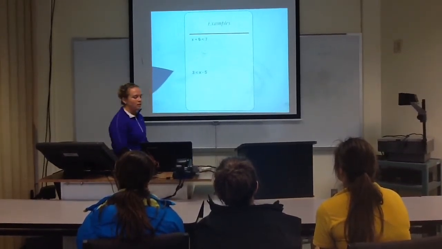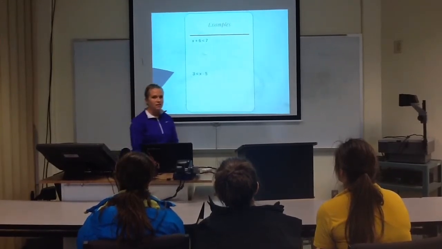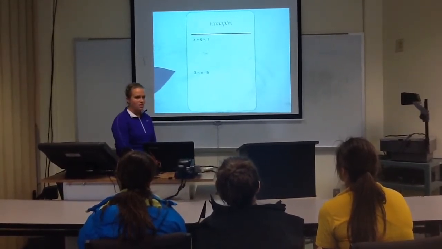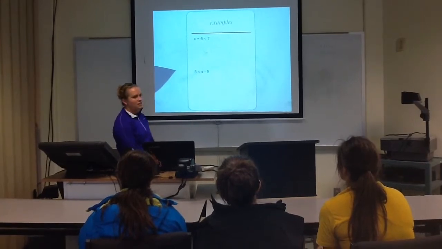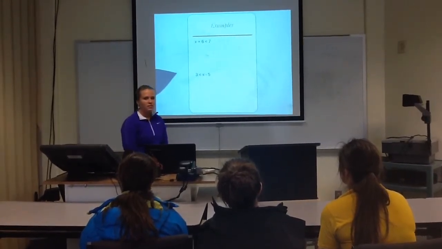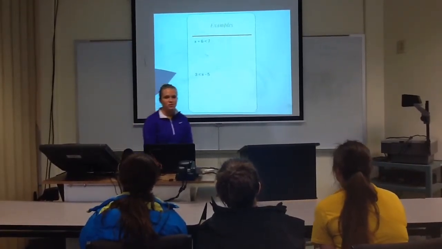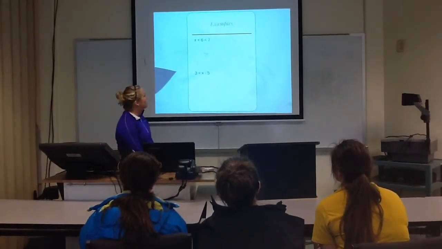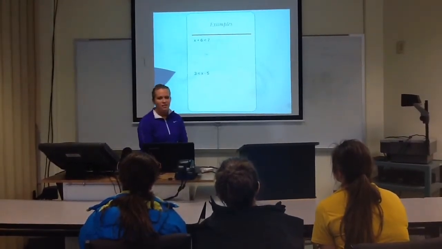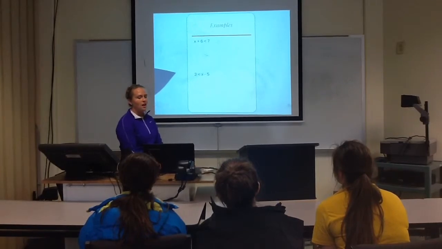So our first one, x plus 6 is less than 7. What kind of property are we going to have to use here? What do we need to do to get x by itself? Subtract 6. Subtract 6. Very good. So we're going to use our subtraction property here. And when we do that, what do we get? X is less than 1.